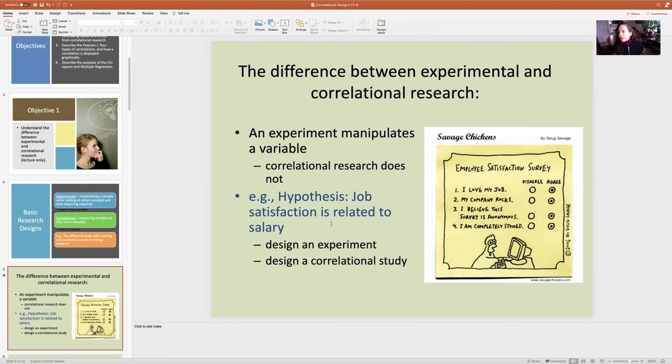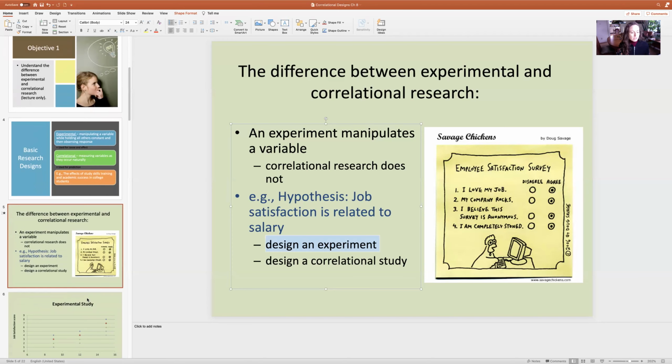Let's say I have a hypothesis that job satisfaction is related to salary. In an experiment, I would manipulate the variable of salary. I would have one group of people at a low salary, one group at a medium salary, and one group at a high salary, and then test their job satisfaction. Presumably I would randomly assign people to those different salary levels. In a correlational study, all I would do is measure people's salary, what they already make in a job, naturally occurring, and then study their satisfaction.